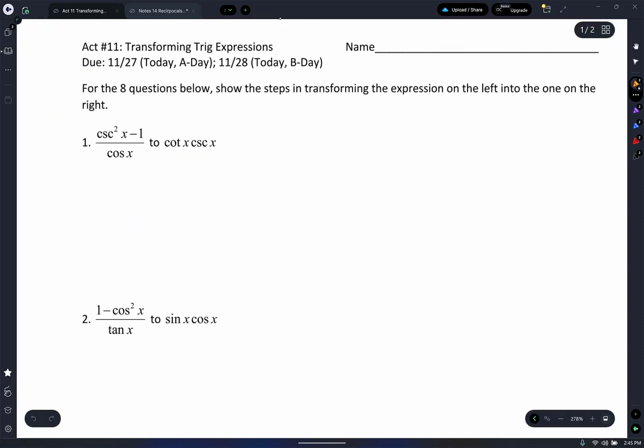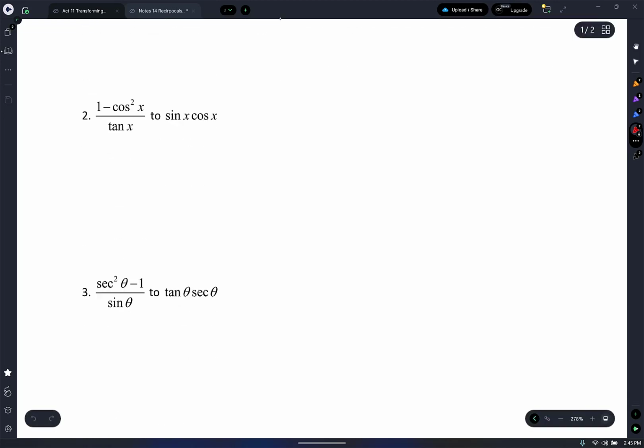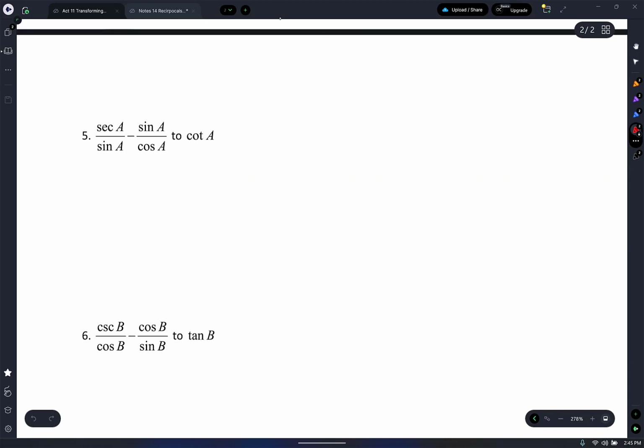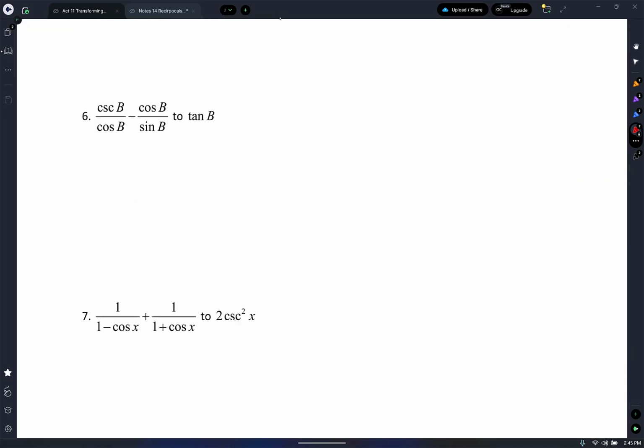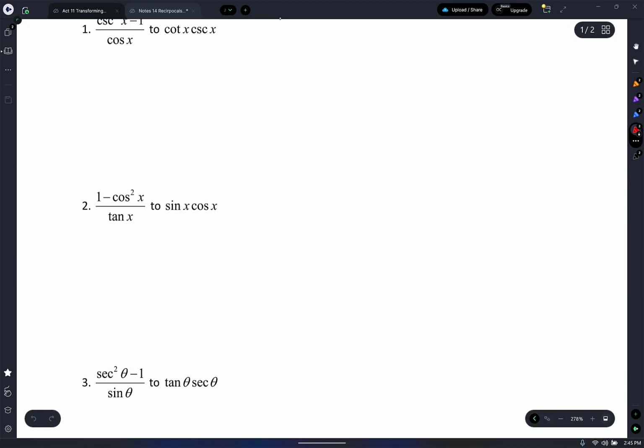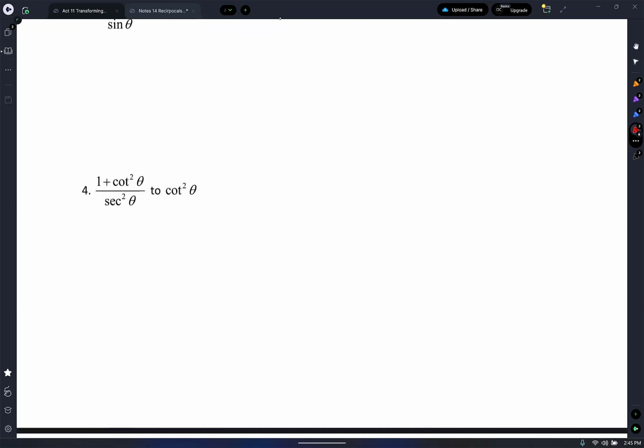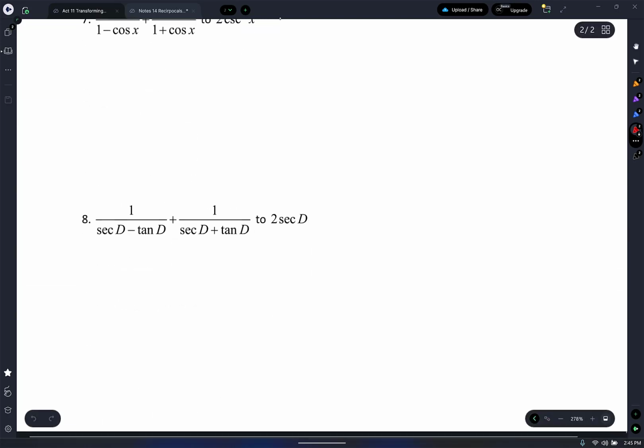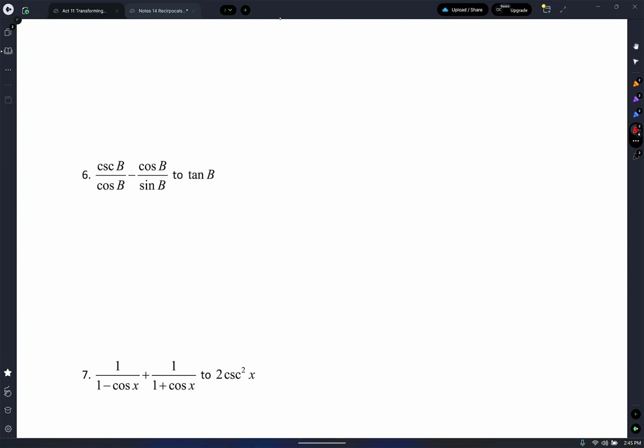Okay, look at your activity, the handout. It's a 1-pager. It says due today. There are 4 questions in the front and another 4 questions in the back. I will do any 2 from the front, 1 through 4, and I will do 1 from the back, whichever one you think is worthy.